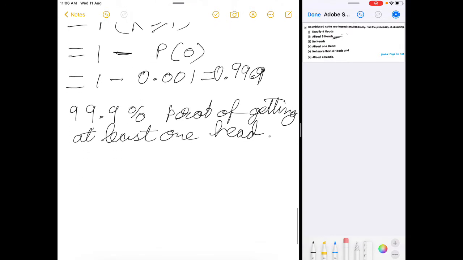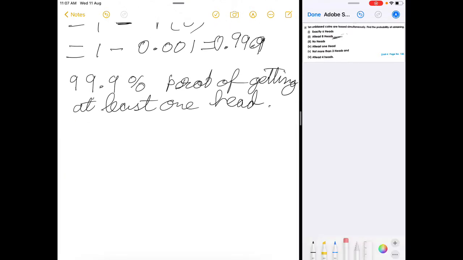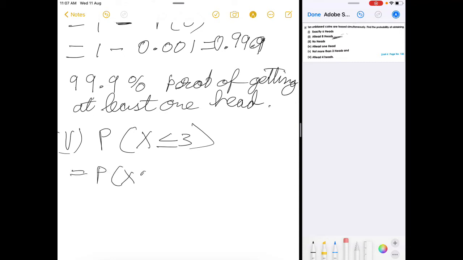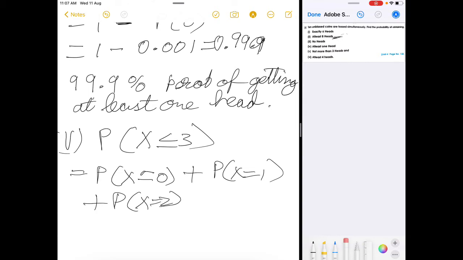Alright. Now fifth part, let's solve this again. Not more than 3 heads. That means probability of x less than or equal to 3. Not more than. At maximum 3 heads. That means probability of getting 0 heads plus probability of getting 1 head plus probability of getting 2 heads plus probability of getting 3 heads. Now we have already calculated probability of getting 0 heads, so we don't need to calculate that.